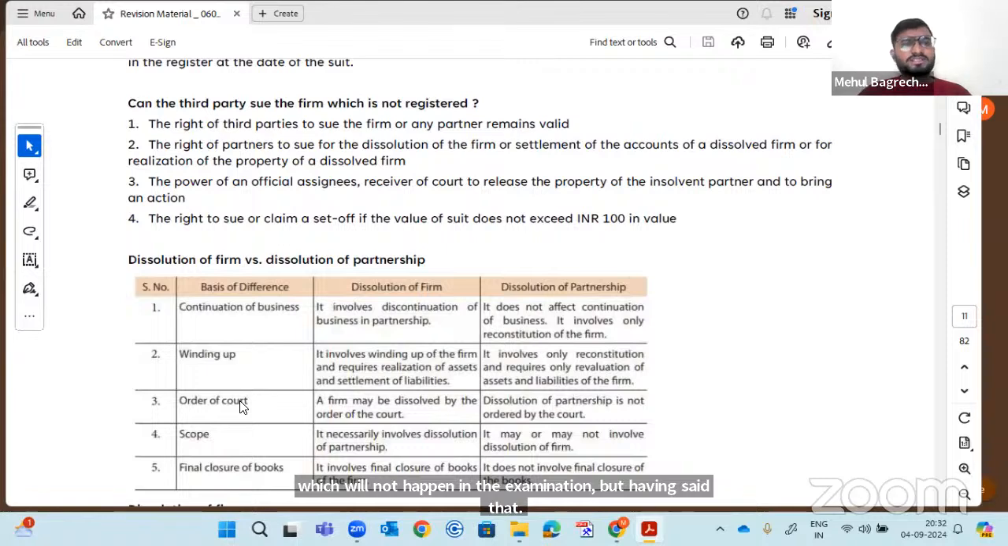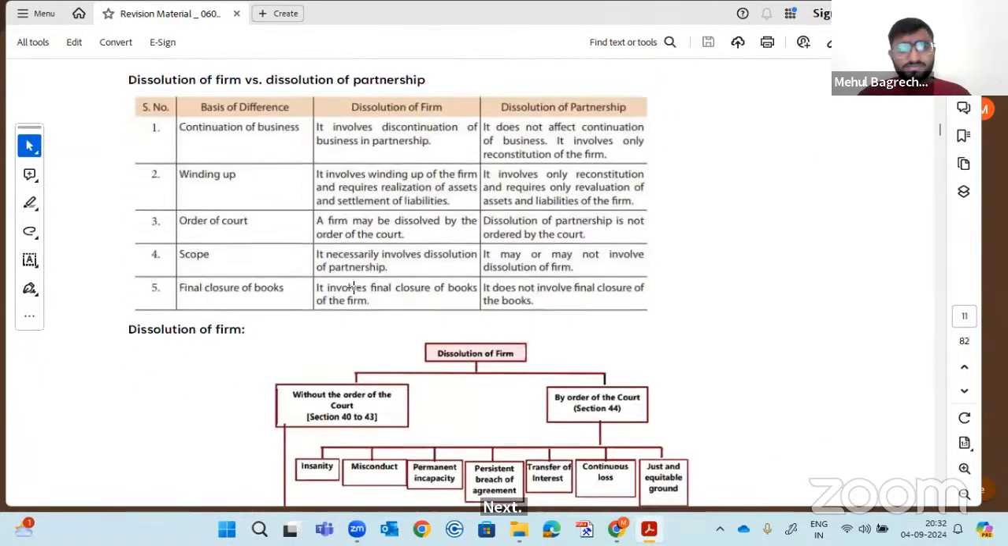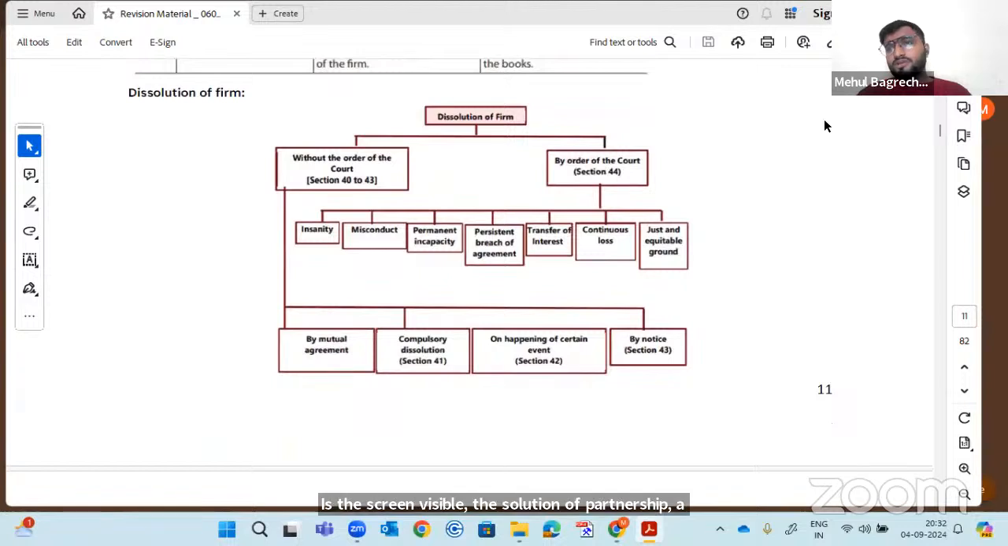Next, is the screen visible? Dissolution of partnership and dissolution of firm. Very important, you will have to remember dissolution of firm can be by 2 ways. One, by the order of the court. Second, without the order of the court. You must have this chart imprinted in your mind. There is no option at all. It has to be stuck in your mind.